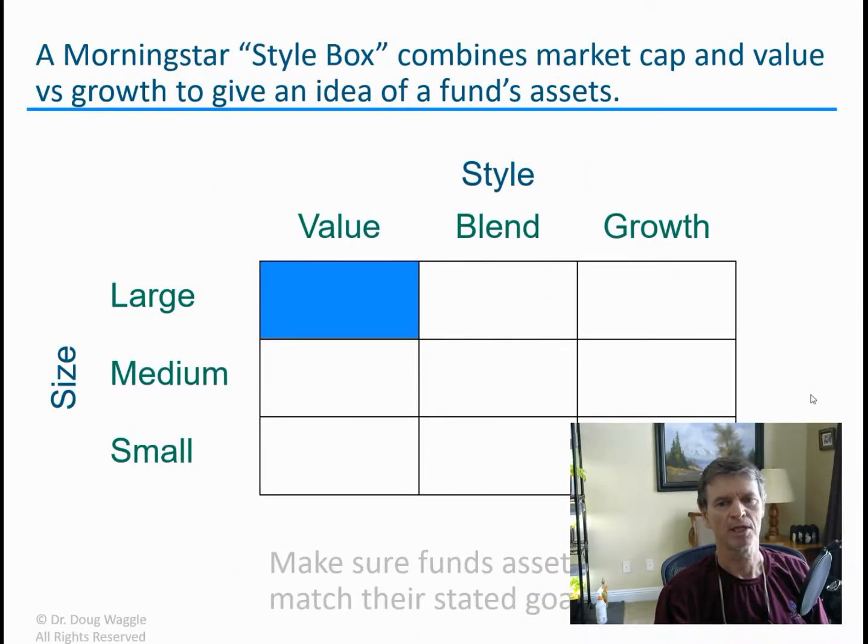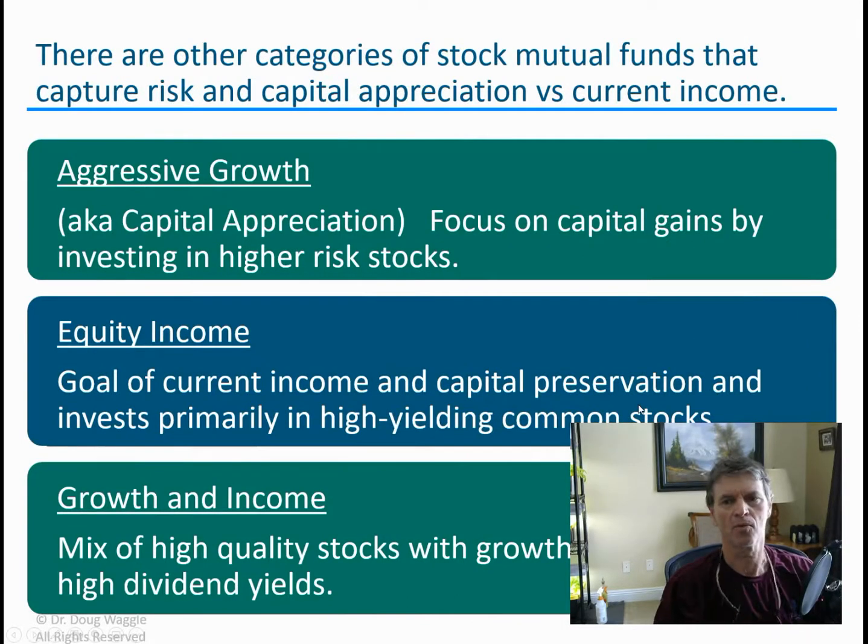So that's a style box, and you can probably find those for most funds. Not every site will necessarily show that for all the funds, but if you went to Morningstar, you can see that. Now, we have more ways to categorize funds, and the object of categorizing funds is so that you can find a fund that meets your investment goals without having to read all the details here.